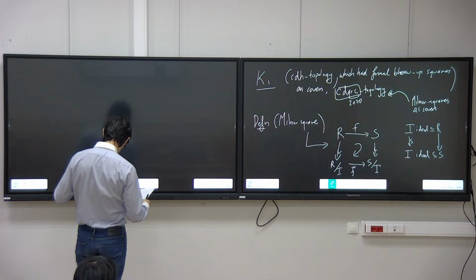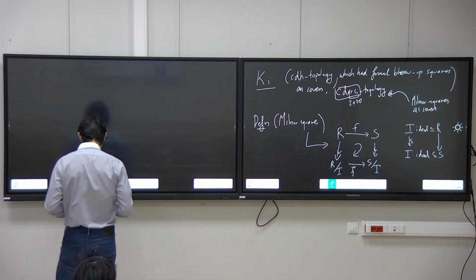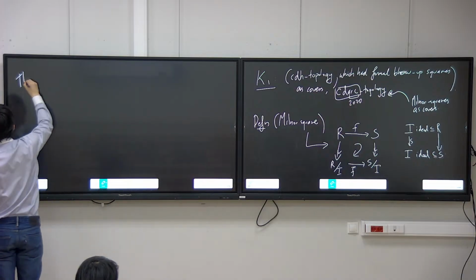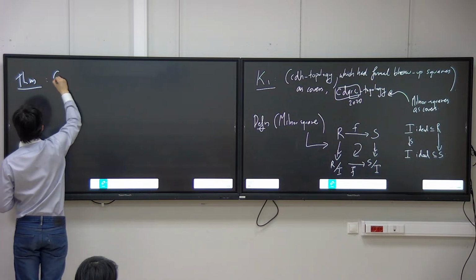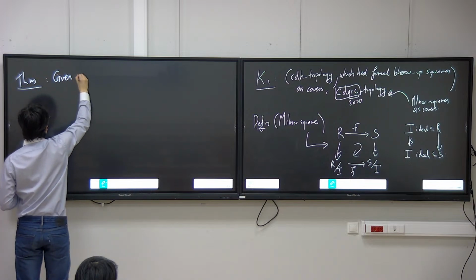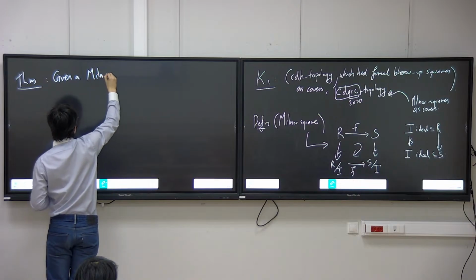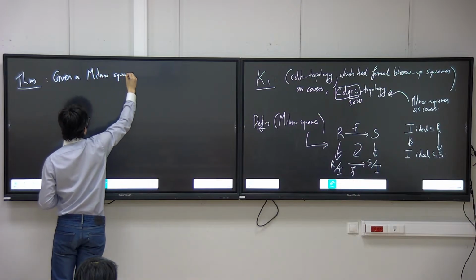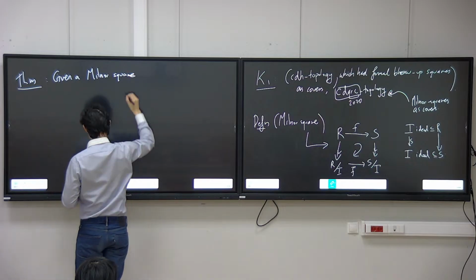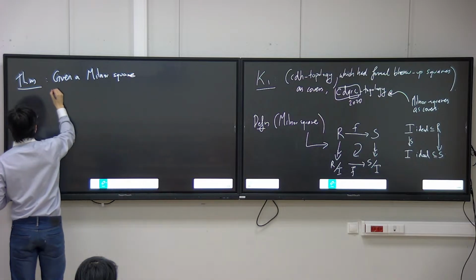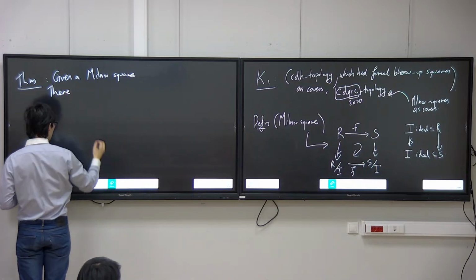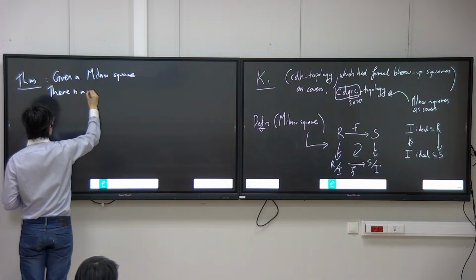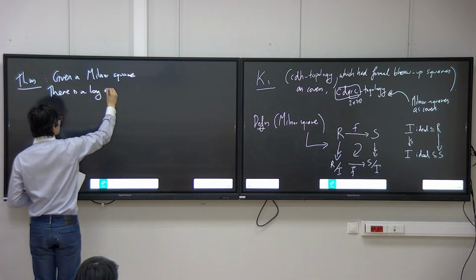But something was observed, I guess, by Milnor very early on, which is the following. Given a Milnor square, there is a long exact sequence.